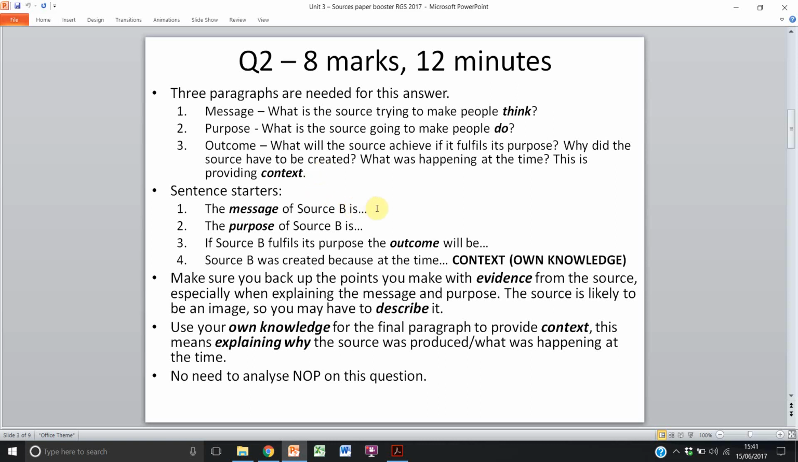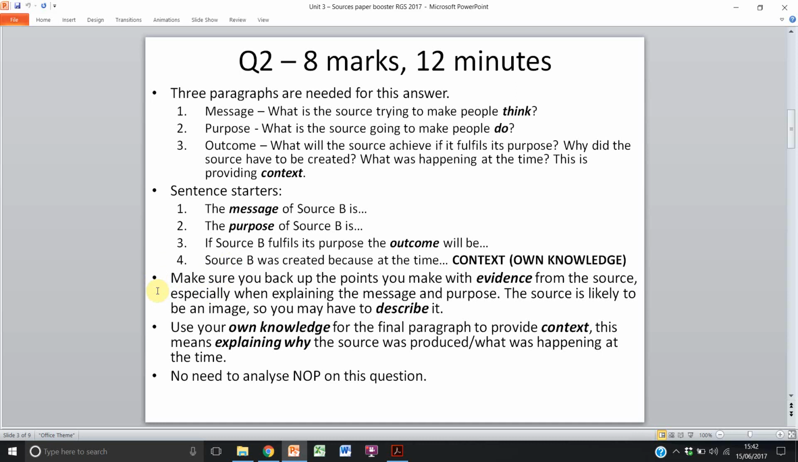Here are some examples of some sentence starters. So, the message of source B is, and I'm then going to talk about what it's trying to make people think. The purpose of source B is, what is it? Once I'm thinking something, what am I going to do? If source B fulfills its purpose, the outcome will be. So what would happen next? Or I might talk about the context. So source B was created because at the time, and then I can start to provide some own knowledge.